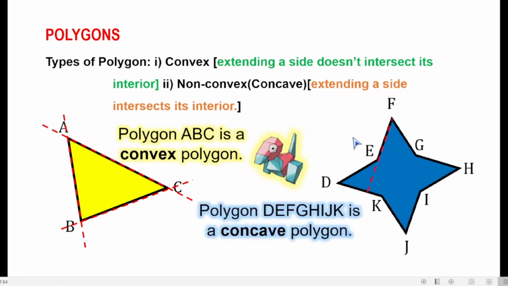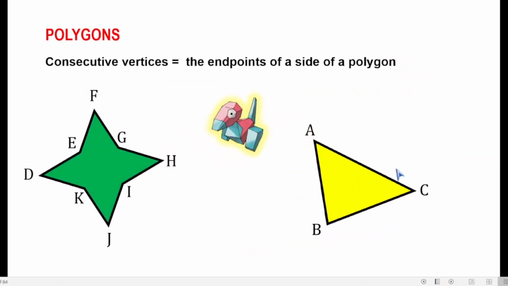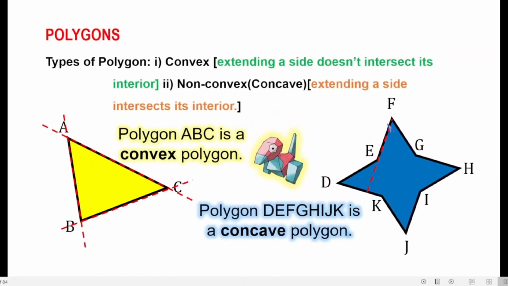But for the case of the blue polygon, okay, apologies. As you can see, one example is enough. If we extend side EF, right here you can see that this part intersects the interior. So it's concave or non-convex. Concave, from the word cave, it caves towards the interior. It caves toward the center. As you can see, there is no caving here. Okay, concave. The other one is convex.